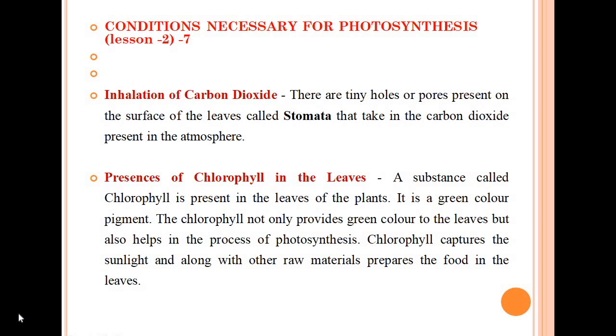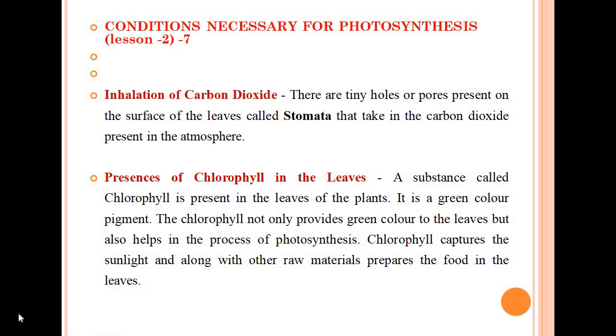The first condition is the availability of carbon dioxide. We know that carbon dioxide is a gas present in the atmosphere. But it is obtained from the atmosphere through small openings called stomata, mostly present on the underside of the leaves. Each stoma is bounded by two half-moon shaped guard cells. The guard cells regulate the opening and closing of the stoma. Stoma is the opening of the structure, stomata, through which carbon dioxide enters the green parts of the plant.